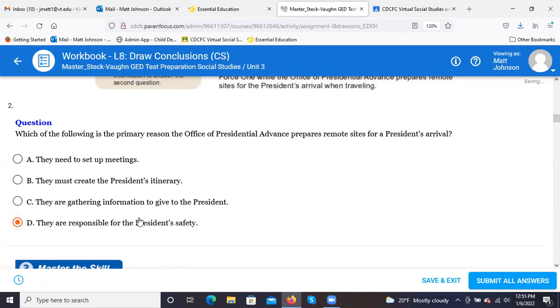The office of presidential advance. Have any of you ever been near a president? Like, you know, when he's in his motorcade or anything like that? Like they shut down miles of road.